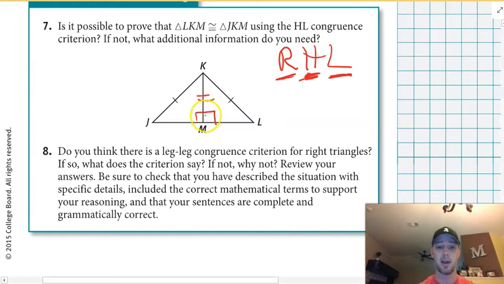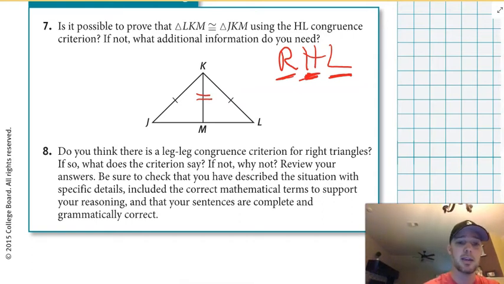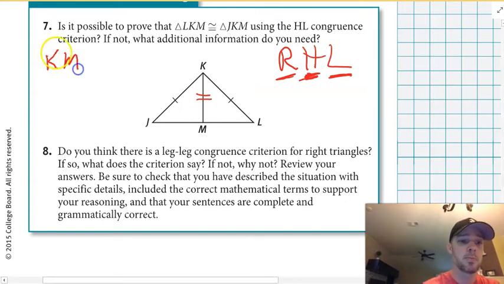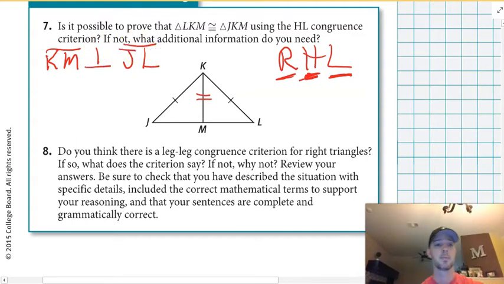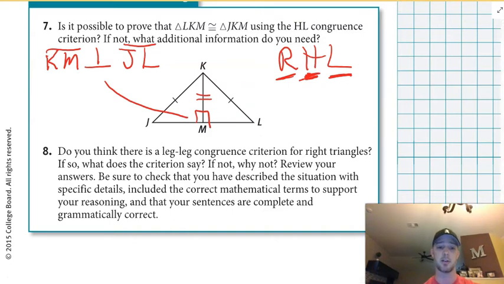That would create my right angles on both triangles, my hypotenuse on both triangles, and then I'd have a leg on both triangles as well. So each piece there would then be labeled right hypotenuse leg. I'd have enough to prove congruence. So the only other piece you would need is that KM is perpendicular to JL. And that would be enough information because that would create your right angles so that you could have a right angle on each triangle, hypotenuse on each triangle, and a leg on each triangle.